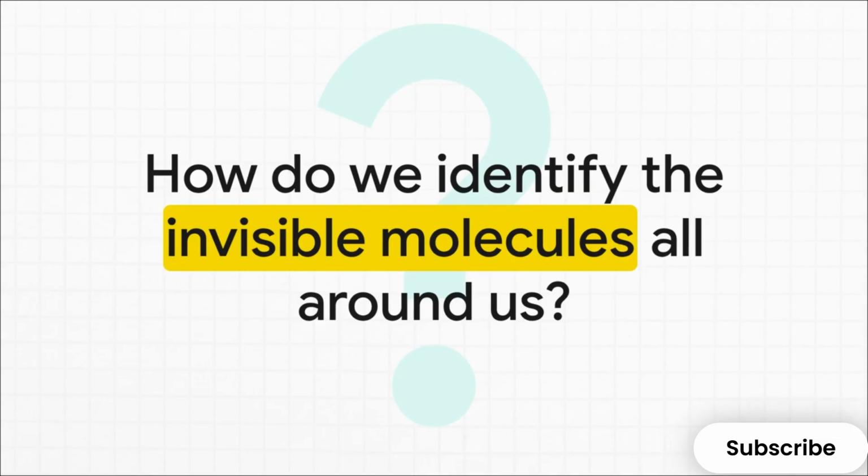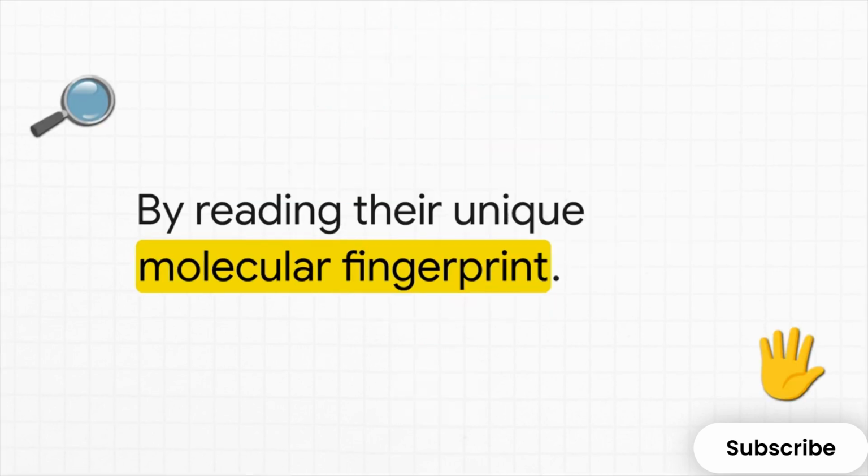Our world is literally built from countless molecules, and almost all of them are completely invisible to us. So how do we know what's really in our water, or in the air we breathe, or what's happening inside a chemical reaction? How do we possibly identify something we can't even see? Well, the answer is actually pretty cool. We do it by reading their unique molecular fingerprint. You see, just like no two people have the same fingerprint, no two types of molecules interact with light in the exact same way. And that special interaction, that's what we're going to decode today.